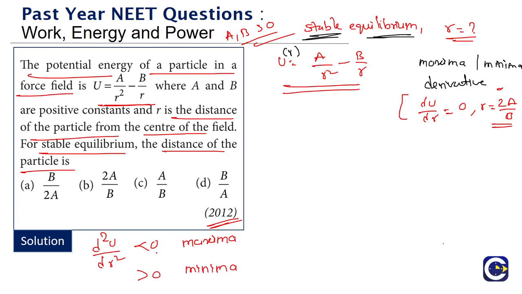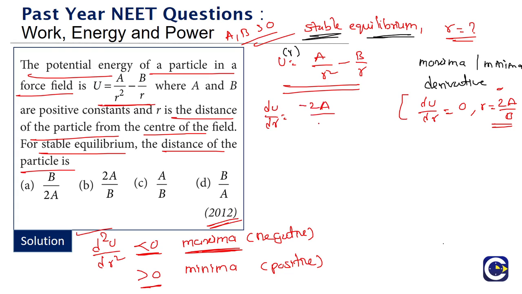So generally we should not think negative means minima. When the second derivative is negative, that corresponds to maxima. When the second derivative is positive, that means minima. Second derivative negative means maxima. So we already have the derivative function, right? What is the derivative function? It is minus 2a by r cube plus b by r square. This is the derivative function.